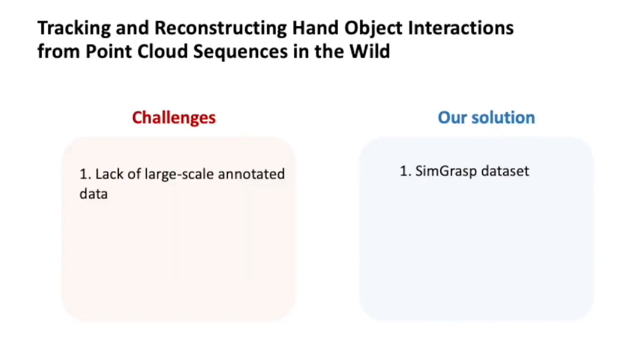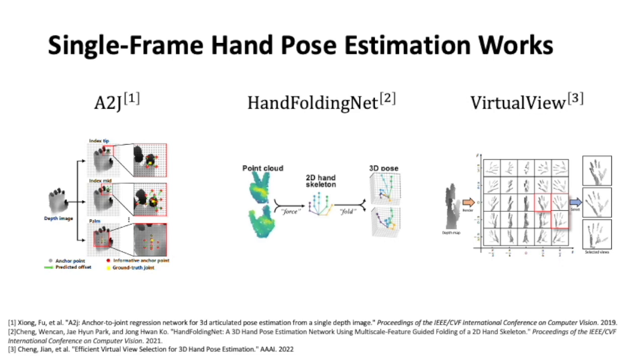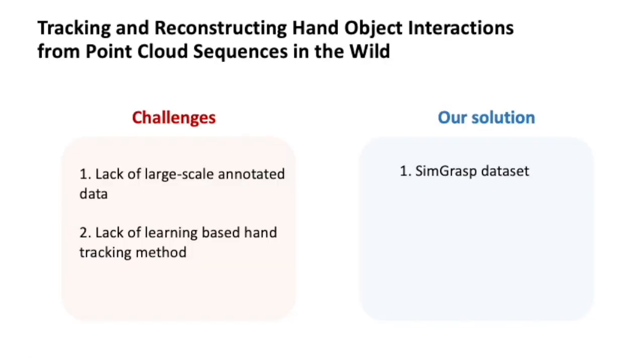In addition to the data challenges, the learning-based hand tracking method is extremely underexplored. Previous learning-based works mainly focus on single-frame hand pose estimation, which can't guarantee the temporal pose coherence and suffer from large ambiguities under the heavy occlusions in hand-object interactions. Our work, for the first time, proposes a point cloud-based hand pose tracking network, namely HandTrackNet.